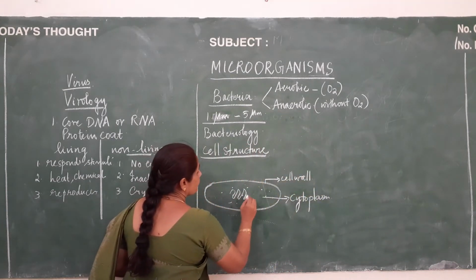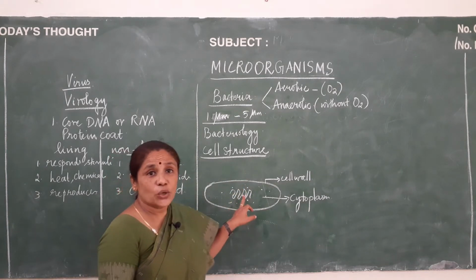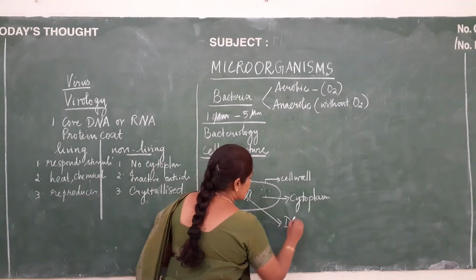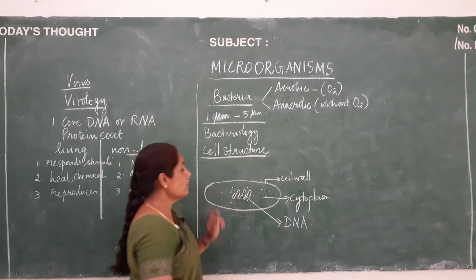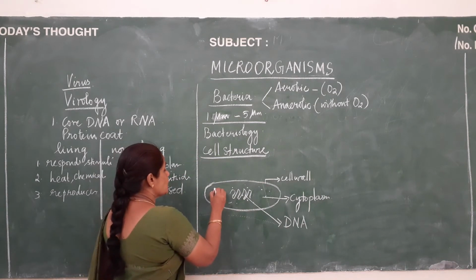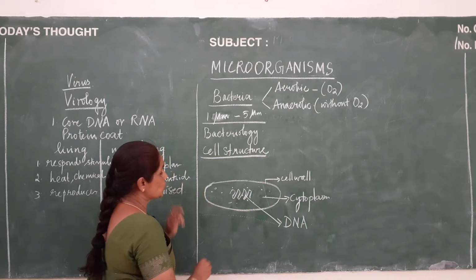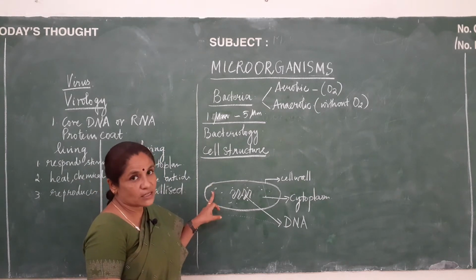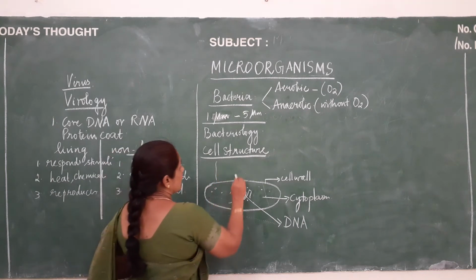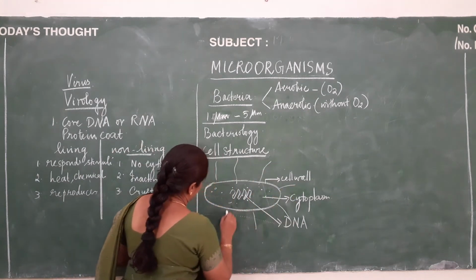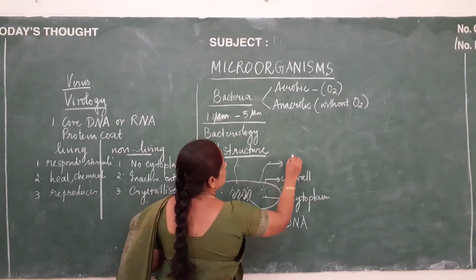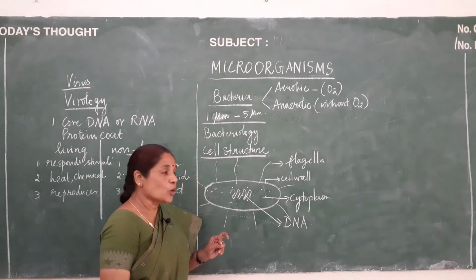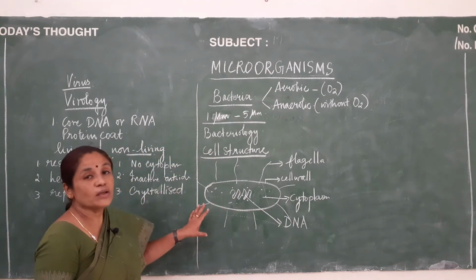There is no characteristic nucleus, the nucleus is absent, or nuclear membrane is also absent, but you have circular DNA present in the middle, and you also have ribosomes present here. And what are these ribosomes doing? These ribosomes are doing the function of protein synthesis. And you have flagella here. What is the function of the flagella? Yes, flagella helps in locomotion. That's all about the parts of the bacteria.